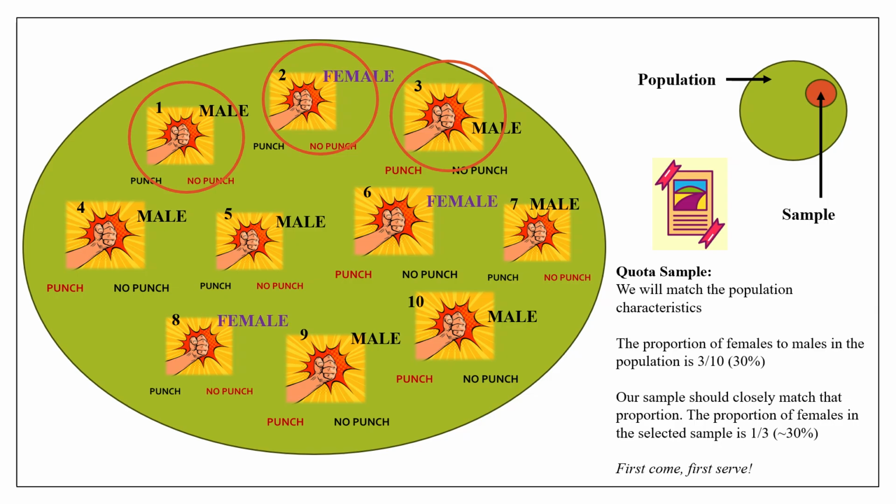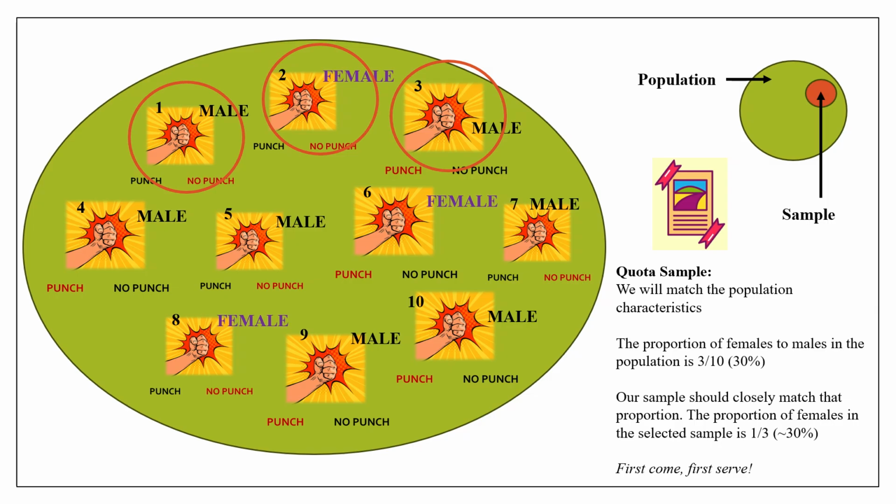Once again, here we have a visual representation of this. Again, for quota sample, we will try to match the population characteristics. So again, if the proportion of females to males in the population is 3 out of 10, or 30% of the population are female, our sample should closely match that proportion as well, where the proportion of females in the selected sample is 1 out of 3, or approximately 30%.